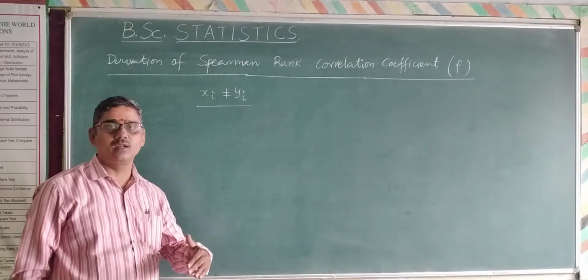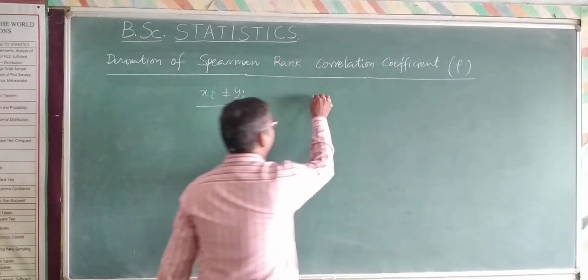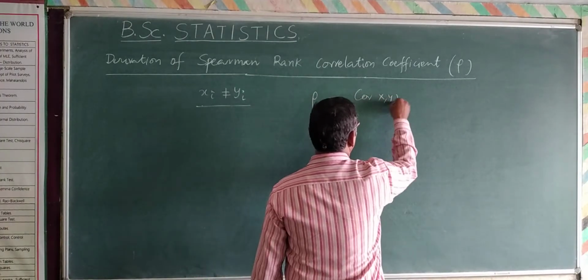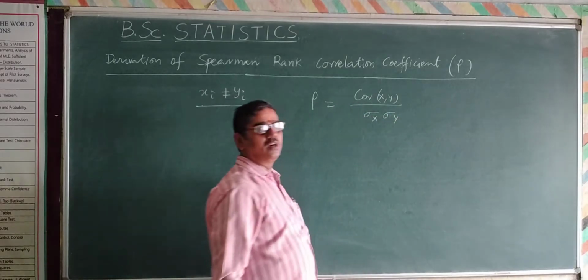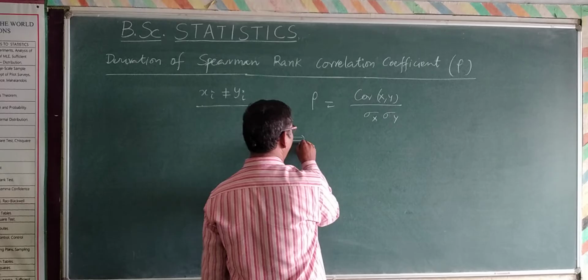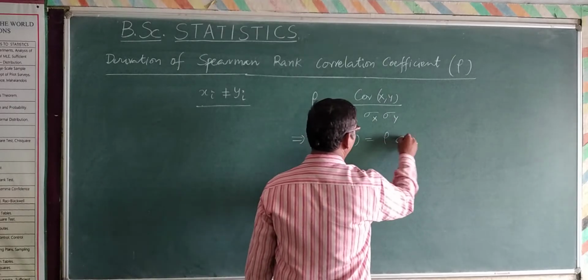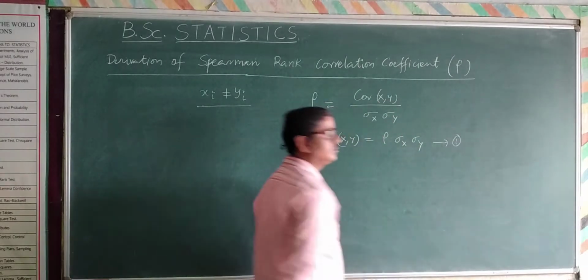Now I am considering first of all the rank correlation coefficient, which is rho, equivalent to the covariance of X comma Y divided by sigma X sigma Y. That is what I specify, in which we can also have an equation of covariance of XY is equal to rho into sigma X sigma Y. That you consider equation 1.